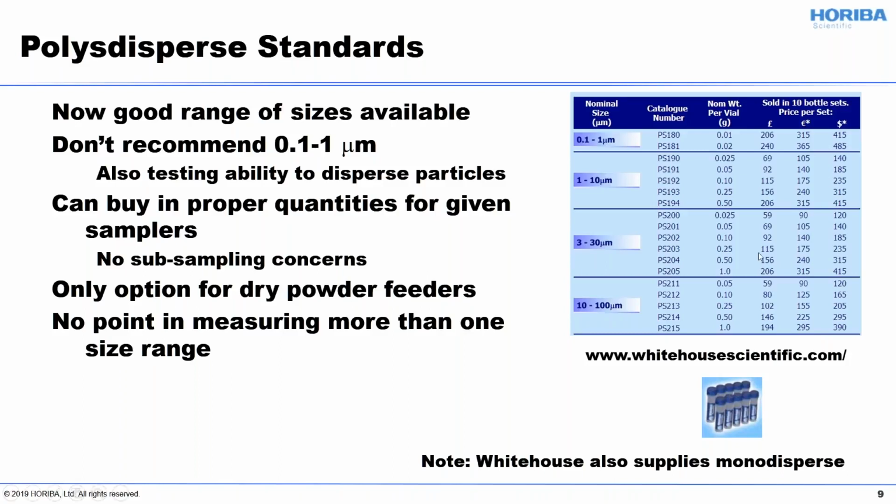So if you look at some of these older prices, a 10-bottle set can be $400 to $194. So that's $40 a bottle. So we don't tend to use that. We use 202, which is probably $20 a bottle. And this is an old price list. This is really your only option for dry powder feeders because it's already split for you. And there's really no point in measuring more than one size range. So we'll pick just one of these for instrument verification, unless we think something special is going on.